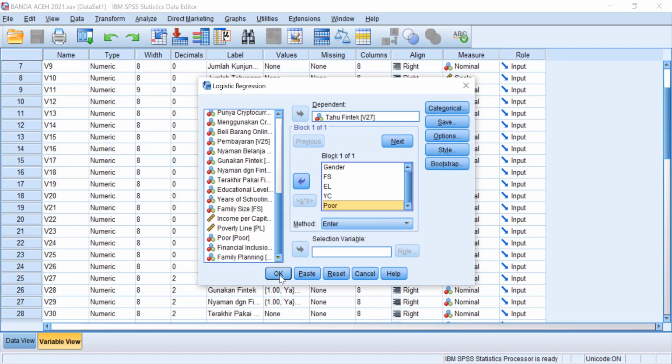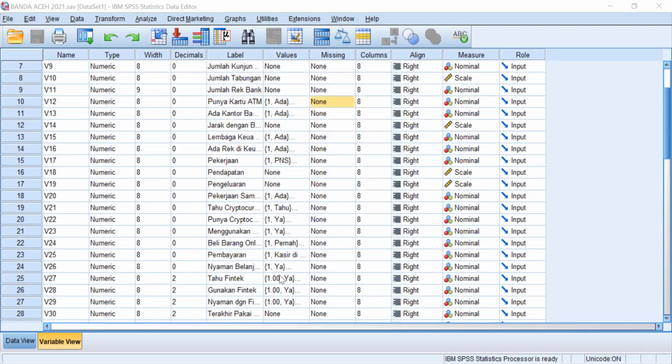Gender, family size, educational level, income per capita, poverty status. Here, working status. I forgot to calculate this one. Okay, this one: gender is significant, educational level significant, poverty significant, but family size is not significant. We have two variables that are not significant, family size and income per capita.